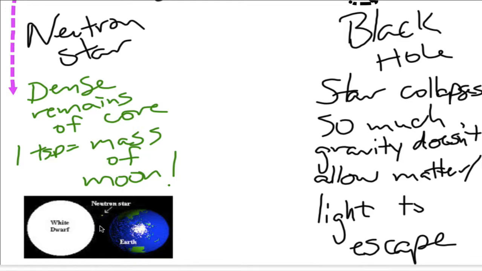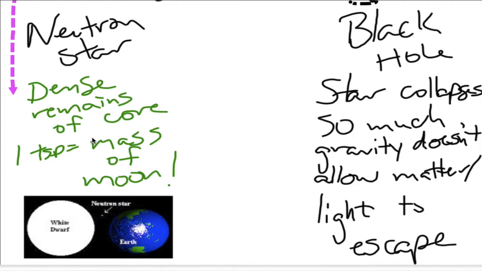For example, here's the Earth, here's a white dwarf. That little tiny speck right there, that's a neutron star. So you're taking the core of a supergiant, shrinking it down to something very, very small, even smaller than the moon in some cases, and that's going to make it uber dense. For example, if you had a strong enough spoon and you could scoop up a teaspoon of a neutron star, it would be the mass of our moon. These things are very, very dense, so they have very strong gravitational force.